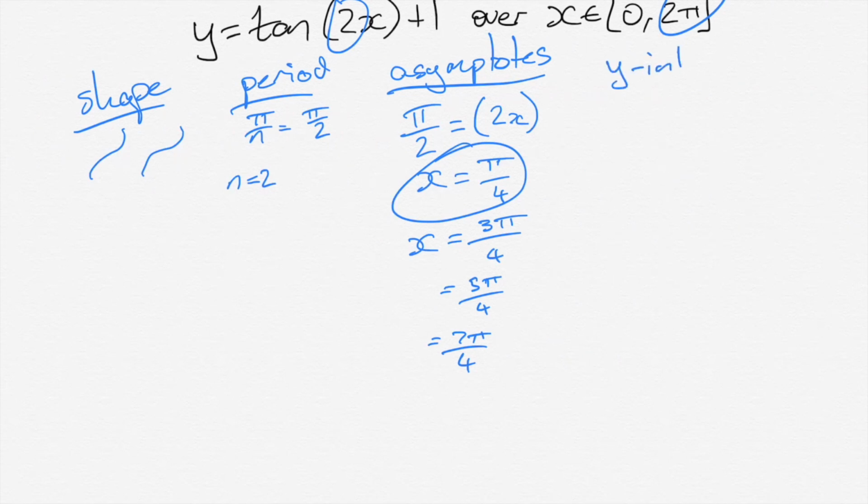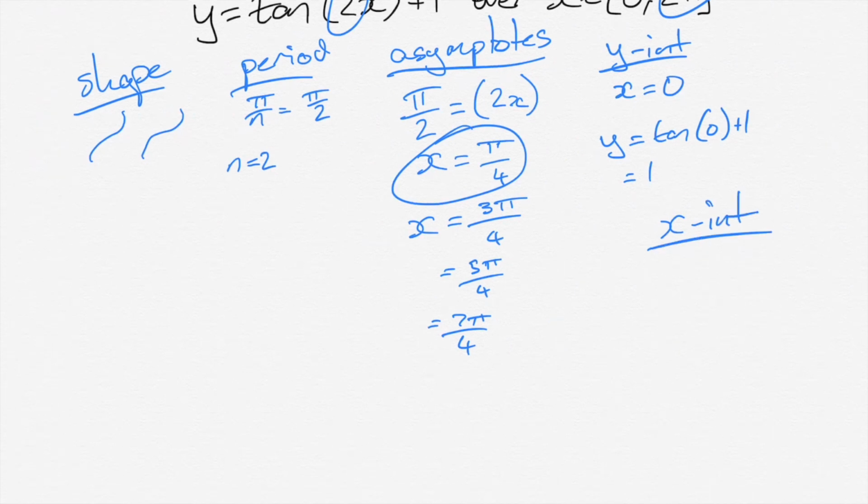Y-intercept, we know that it occurs when x is equal to 0, so in this case, y is equal to tan of 0 plus 1. Tan of 0 is 0, so that occurs at y is equal to 1. And let's also think about my x-intercept. Now, in the previous problem, I could jump to the conclusion that they were halfway between my asymptotes. This time I cannot, so I have to work them out a little bit more of an old-fashioned way.